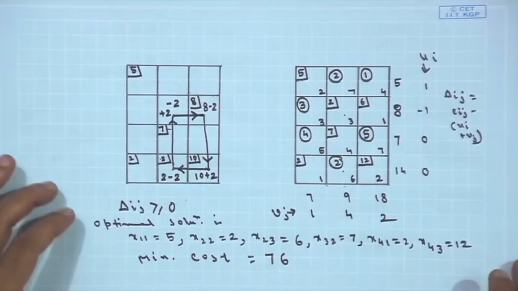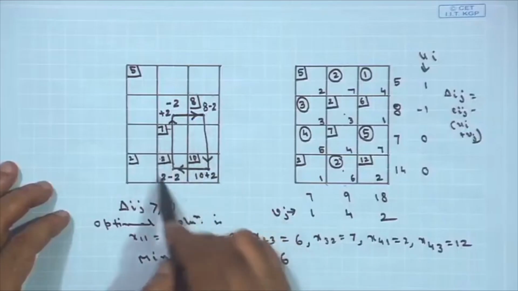So, I hope it is clear that whenever you have the loop, that means whenever I am trying to check whether the initial basic feasible solution is optimum or not, in that case, you first calculate u i and v j from the formula c i j equals u i plus v j, and from there you calculate delta i j. Delta i j equals c i j minus u i plus v j.